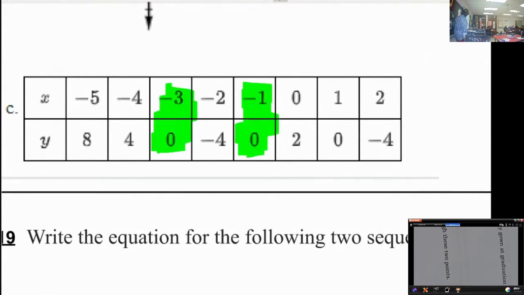Now, this is kind of interesting there. There's two, let's see, are those x or y-intercepts? Got to think about it. Those are going to be x-intercepts because that's where y is equal to 0. Those points are on the x-axis. So x equals negative 3 and x equals negative 1.